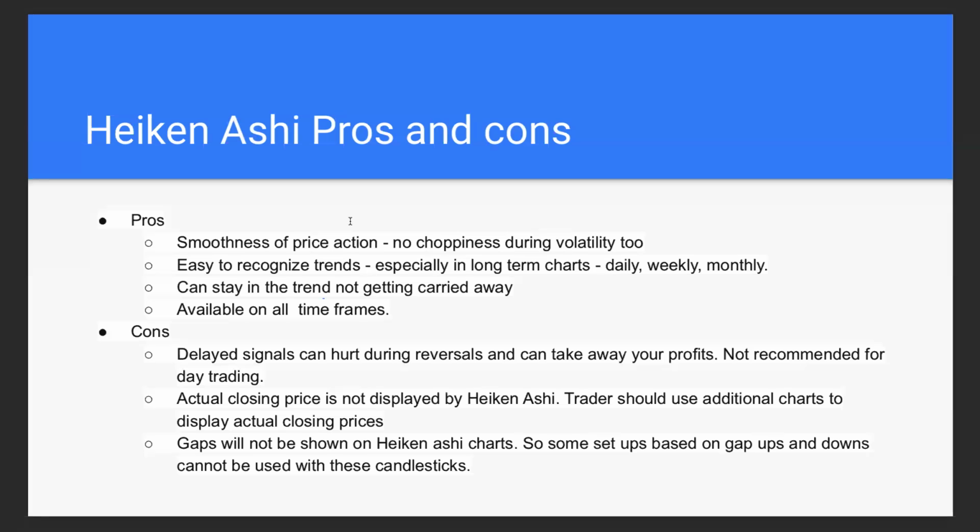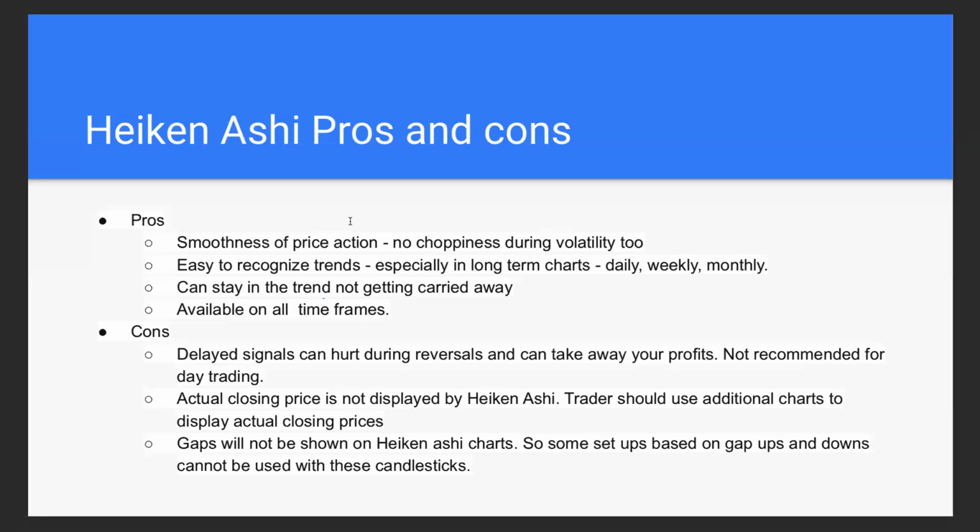Then the second thing is the actual closing price is not displayed on Heiken Ashi. This is very critical, guys. As I mentioned, the close and the open of the candlestick are different for a Heiken Ashi compared to a regular candlestick. So you might be thinking you are at a certain price, but the price that you see on Heiken Ashi is not the actual price. So you have to be aware of that all the time. And you should use additional charts to display the actual closing prices.